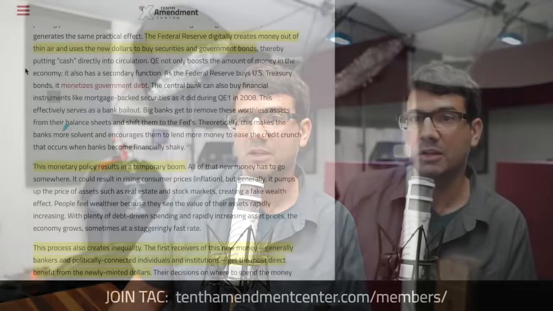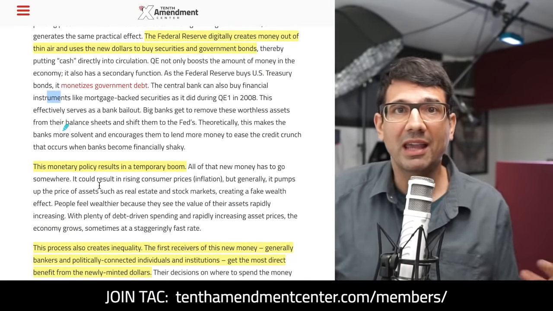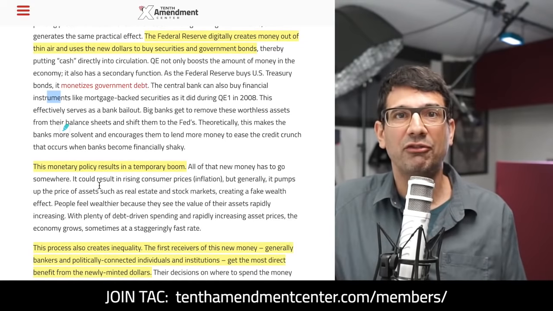So the monetary policy of low interest rates and extra money creates a boom, but it is temporary. All the new money has to go somewhere, Mike writes. It could result in rising consumer prices, and he calls that inflation. I tend to call it, you could say it's price inflation, but real inflation is a devaluing of the actual currency. But generally, it pumps up the price of assets such as real estate and stock markets, creating a fake wealth effect. People feel like they're wealthier because they have more money. Oh, I should get back to the article here so you guys can see what I'm going through. They feel wealthier because they have more cash. But if the cash buys less stuff, what does it matter?